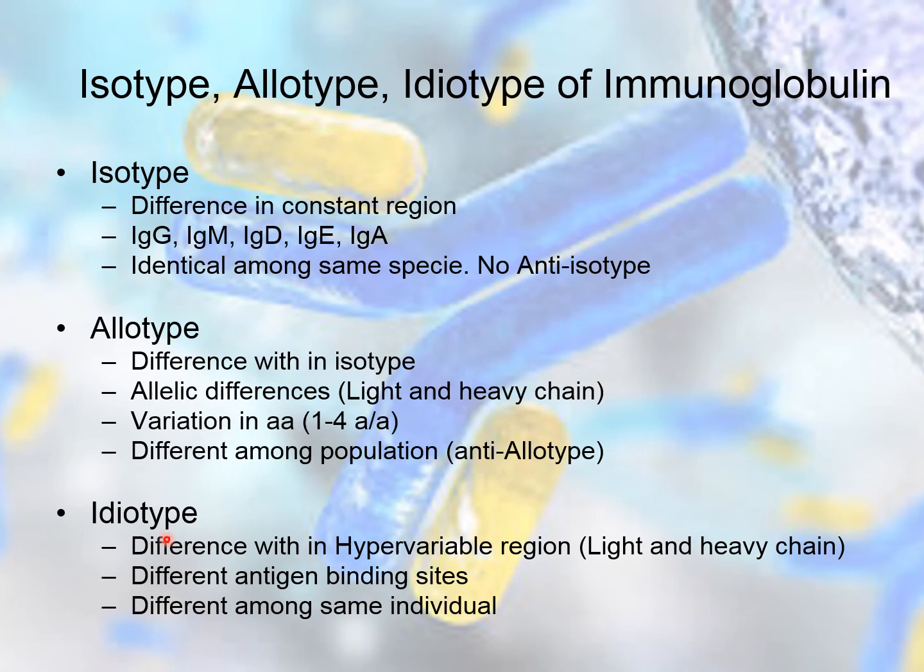The third type of classification is called idiotype, which is due to the differences in the hypervariable regions, that is, the region of both light and heavy chain. So this idiotype determines the specificity of the antibody. These differences are due to changes in the antigen binding sites or the paratope. So there would be many different idiotypes within the same individual.